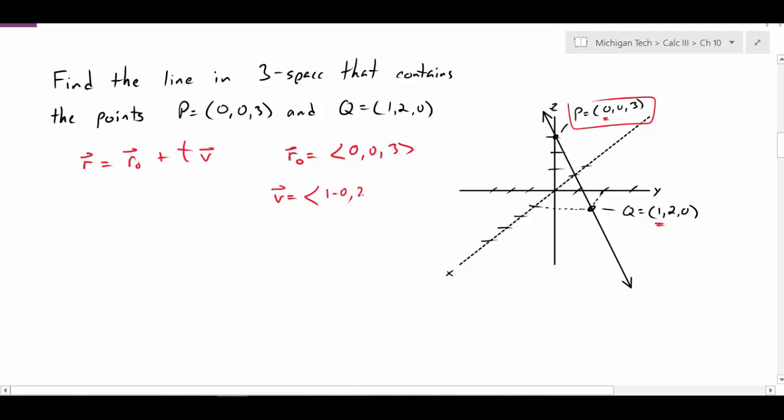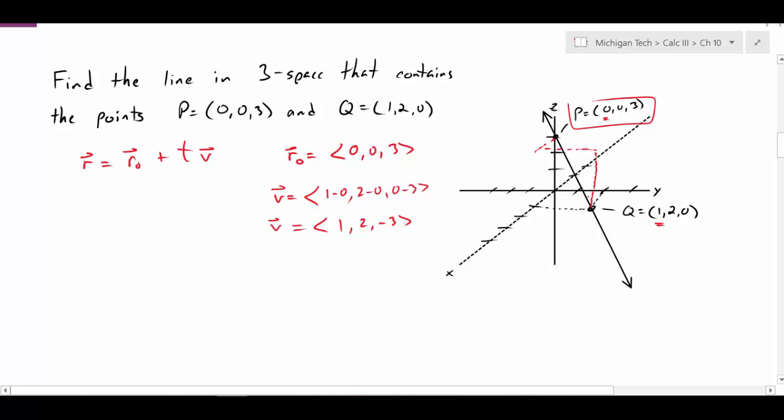Similarly, I'll get 2 minus 0 and then 0 minus 3. And so I have v as the vector 1, 2, -3. As soon as I write out that vector, I should also give it a quick check to see if it makes sense. This vector tells me that to go from P to Q, I'm going to travel 1 in the x direction, 2 in the y direction, and -3 in the z direction. So yes, that does describe me going from P to Q.